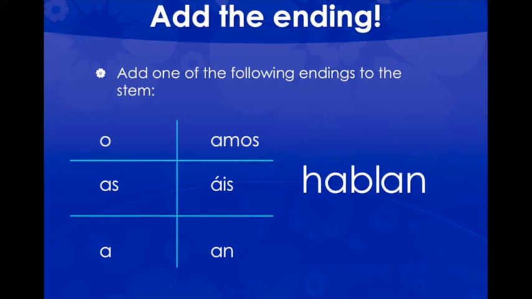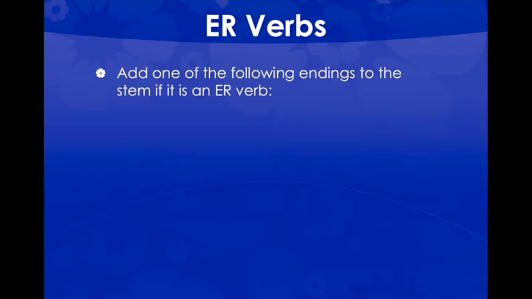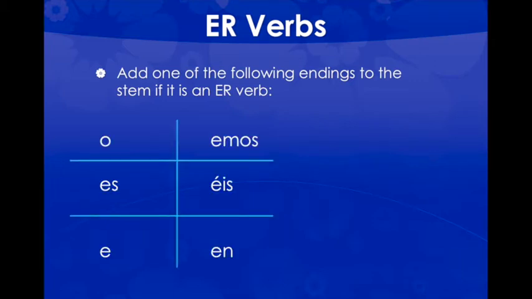Yo hablo, I am talking. Nosotros hablamos, we are talking. For ER verbs, you're going to see some patterns here. The endings are slightly different, where all of the A's now turn into E's, but the same general rules apply. O, es, a, amos, es, en. Still an accent on vosotros. Tú form ends in an S, and ellos, ellas, ustedes ends in an N, and so on and so forth.